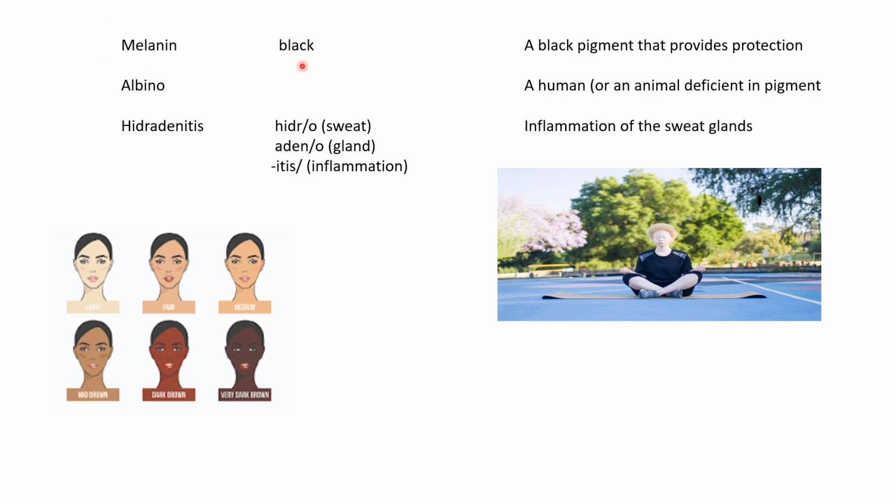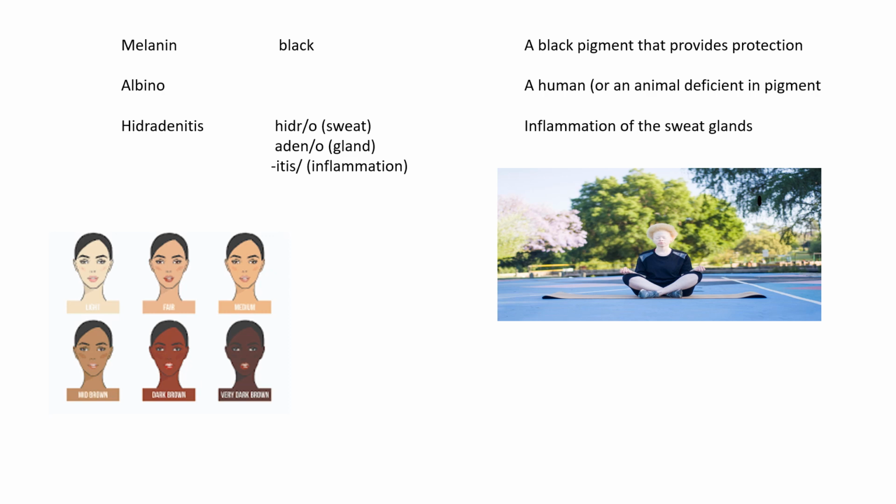Melanin is another term for black, and the definition of melanin is that it is a black pigment that provides a protective barrier from the damaging effects of the sun's ultraviolet radiation, which can cause skin cancer. It's also known that dark-skinned people produce large amounts of melanin and are less likely to have wrinkles or skin cancer. Now, it doesn't mean that they won't get skin cancer. It's just that it is less likely.